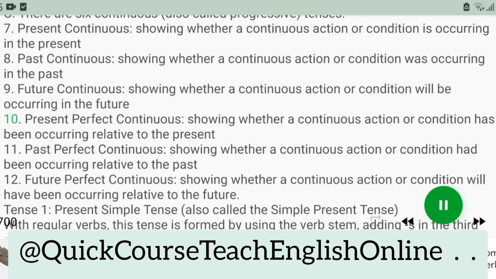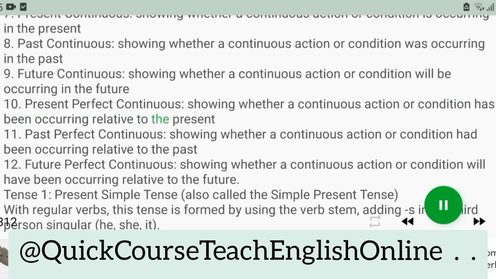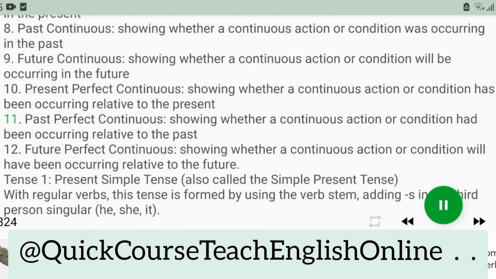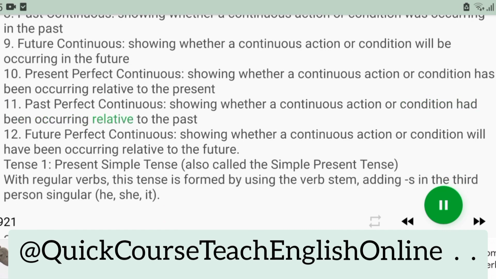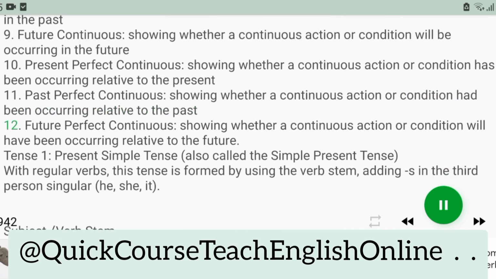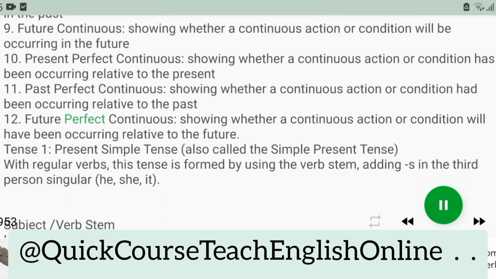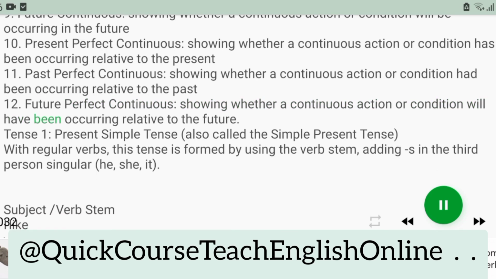10. Present perfect continuous, showing whether a continuous action or condition has been occurring relative to the present. 11. Past perfect continuous, showing whether a continuous action or condition had been occurring relative to the past. 12. Future perfect continuous, showing whether a continuous action or condition will have been occurring relative to the future.